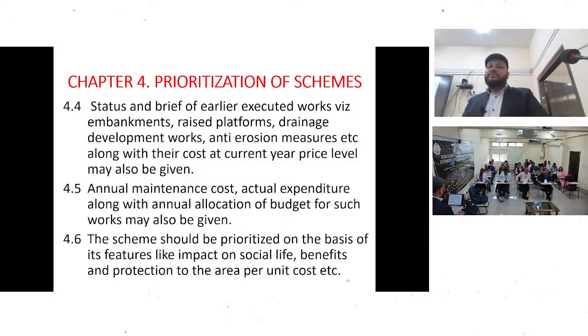Status and brief of earlier executed work, such as embankment, raised platform, drainage development work, anti-erosion measures, etc., along with their cost at current price level, may also be given. Annual maintenance cost of actual expenditure along with the annual allocation of budget for such works may also be given. The scheme should be prioritized on the basis of its features, like impact on social life, benefits and production to the area per unit cost.